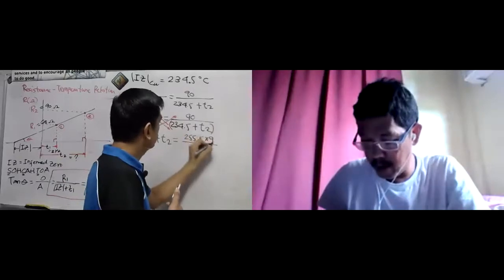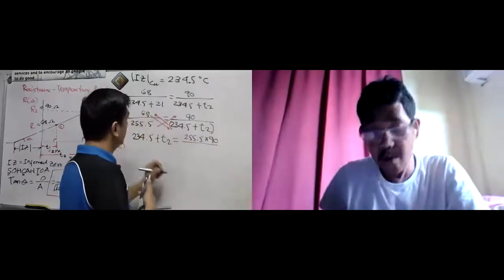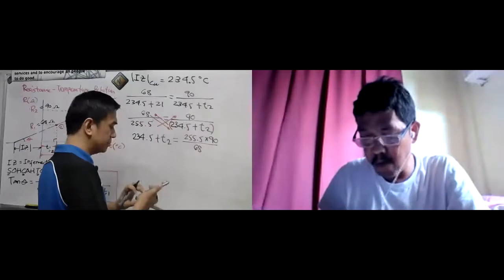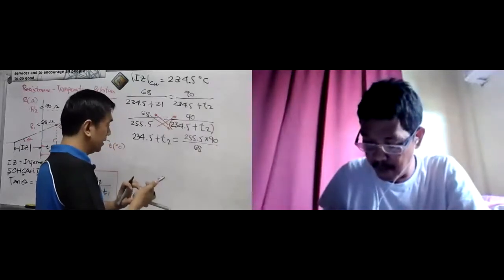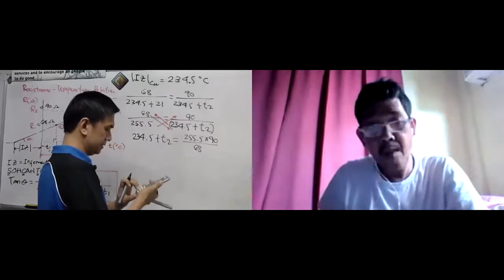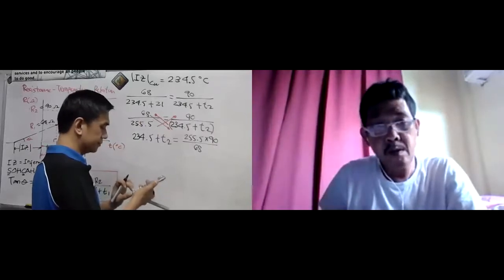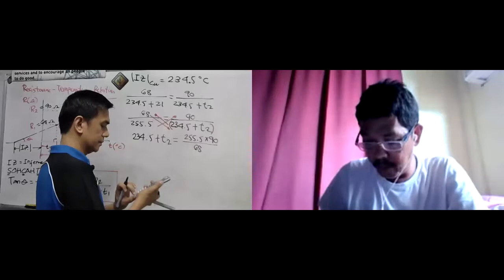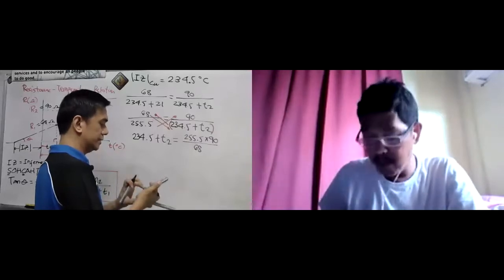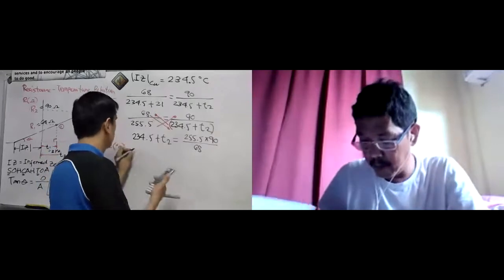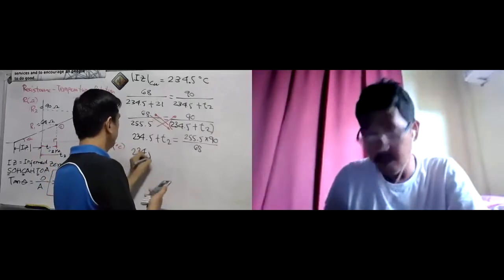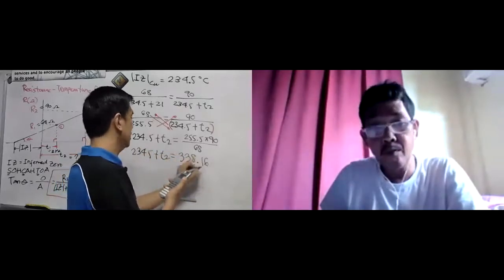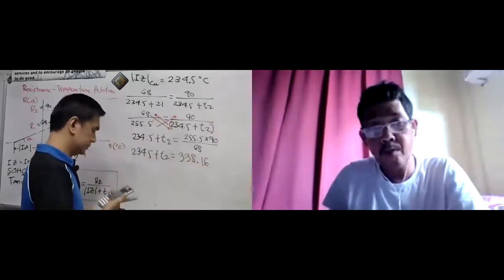That is times 90, and then the 68 will go down. So how much will that be now? That will become 255.5 times 90 divided by 68. Equals, so there is a certain value. So 234.5 plus T sub 2 is 338.16. Then let us just transpose this.